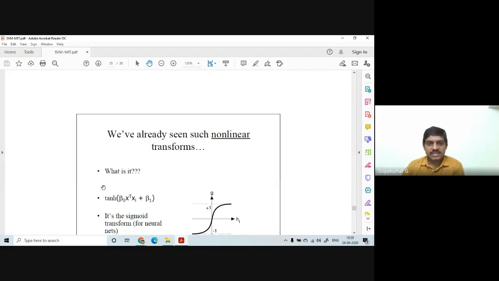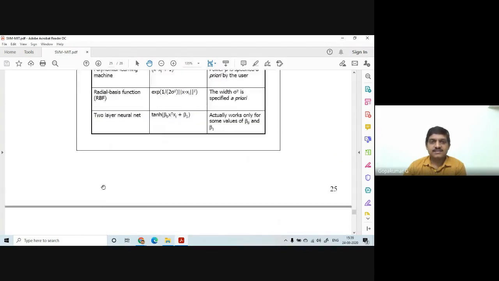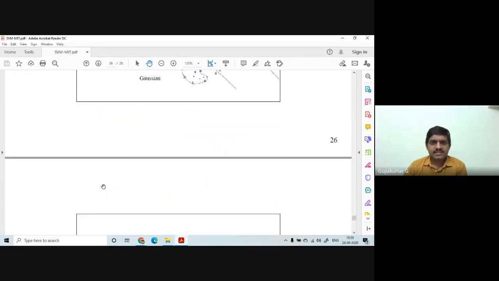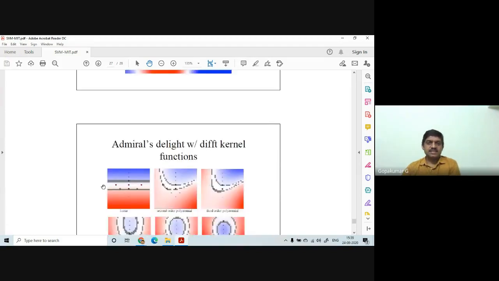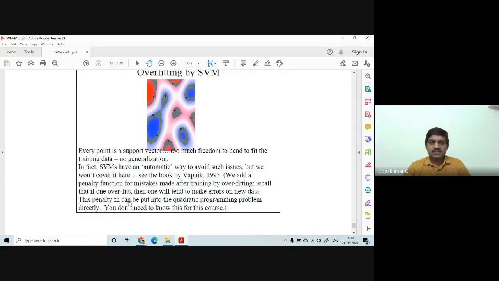It's very important, but it will take a lot of time to discuss the mathematics behind it. That is the idea behind it. It's a nonlinear RBF function, and you can see that difference. So that is about SVM in a quick way. We are not going into the mathematics behind it, so I think with that we'll wind up this session.